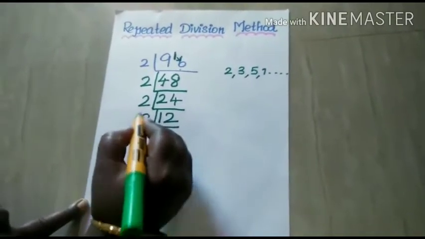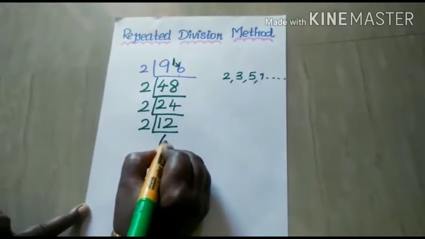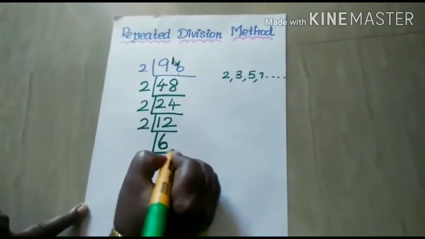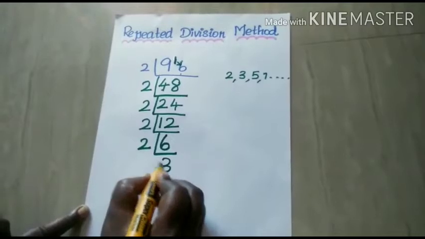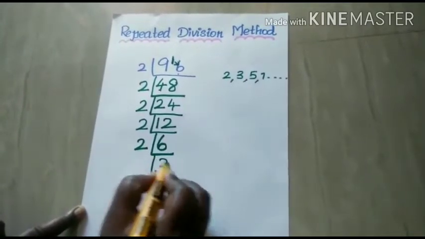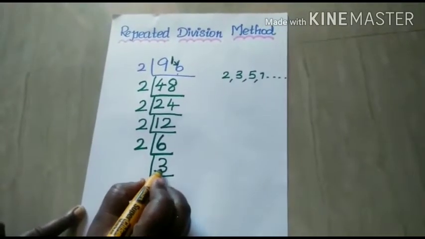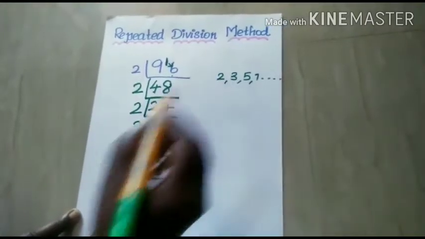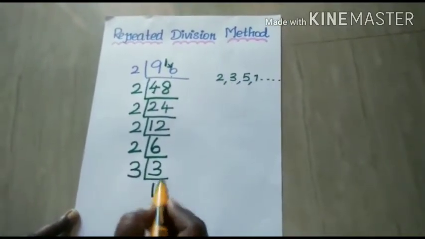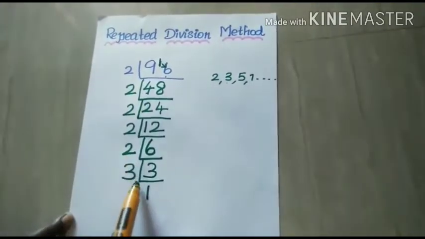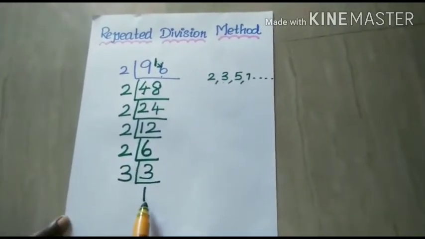12. 12 in 2 table how many times? 6 times. 6 2s are 12. Again I am going to write it as 2. How many times? 3 2s are 6. Now here I cannot use 2 because 3 is an odd number. So I can use 3. How many times? 1 time. So you have to do the division till you get the number 1.